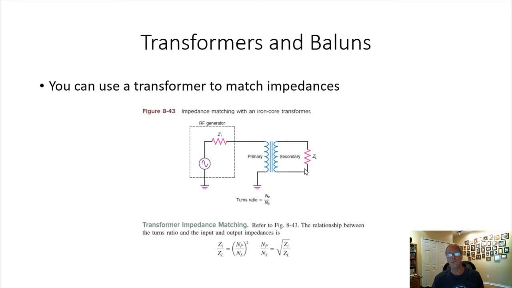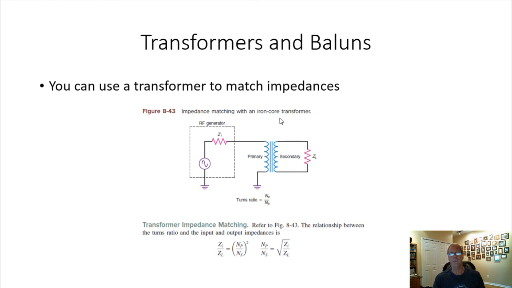So if you want to match this output impedance to the load impedance, all you do is set up a transformer with a turns ratio that matches the square root of the quotient of Zi divided by ZL, all right? And this is done quite often, most often used in cable TV systems, so the little transformers outside your house that split your cable into different rooms and so on. This is what's going on there.